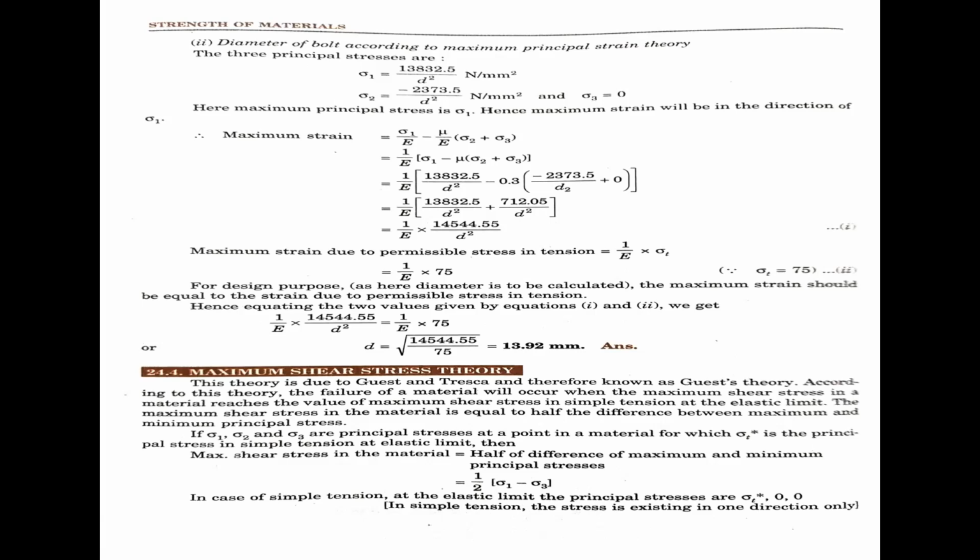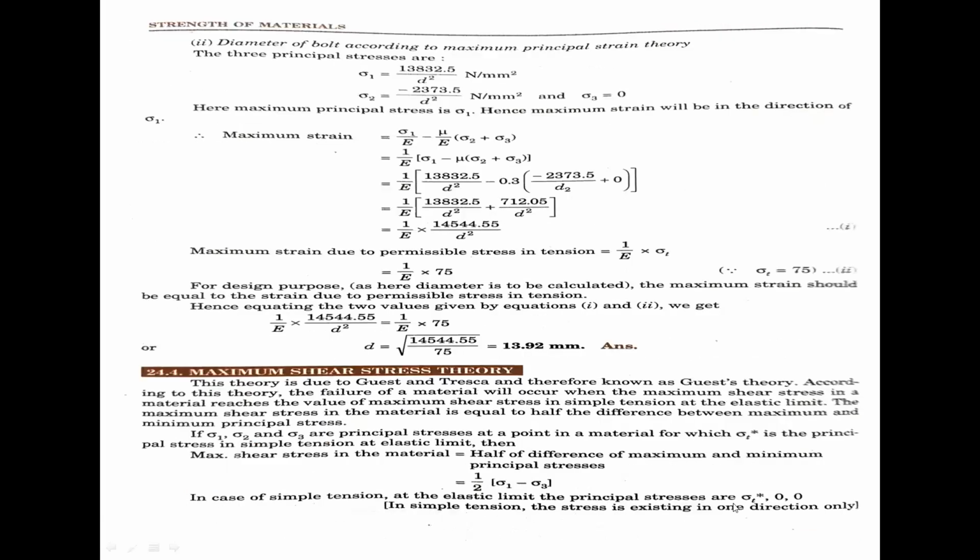In case of simple tension at the elastic limit, the principal stress is sigma T star. In simple tension, the stress exists in one direction only. That is the condition. The maximum shear stress in simple tension at the elastic limit equals, as already written, half the difference of the maximum and minimum principal stresses, that is 1 by 2 into (sigma T star minus 0).